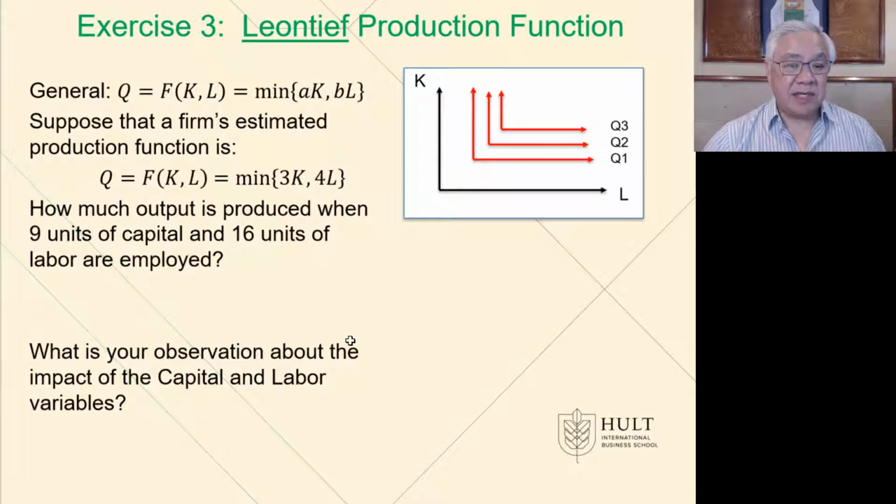Okay, the next exercise is the Leontief. And this one has, again, given an example here of minimum 3K and 4L. And the scenario we're looking at is how much Q do we get if K equals 9 and L equals 16? And what is the observation we make about the impact of capital and labor variables as they change away from, let's say, this point of 9 and 16? All right, so let's go back to Excel.